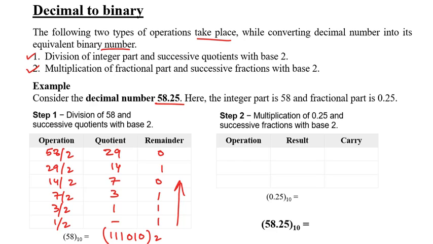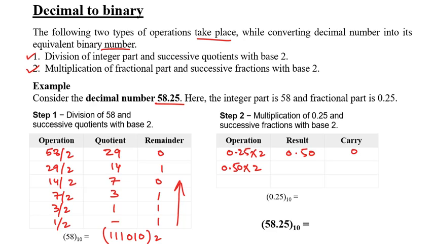Now we will convert the decimal fraction 0.25 into its equivalent binary by multiplying it by 2. If we multiply 0.25 by 2, it gives you 0.50. In the result 0.50, the integer part, that is 0, is considered as a carry, and the fraction is further multiplied by 2, that is 0.50 is multiplied by 2.